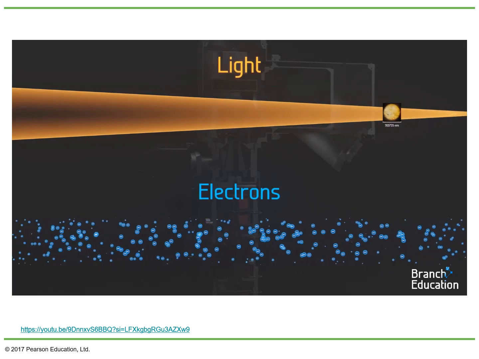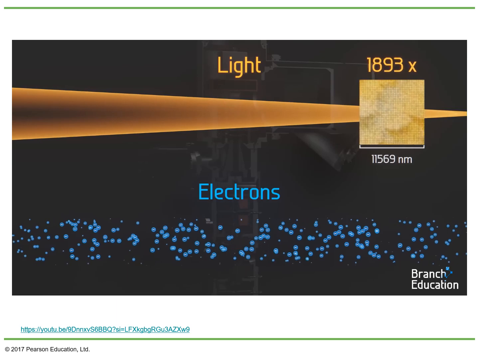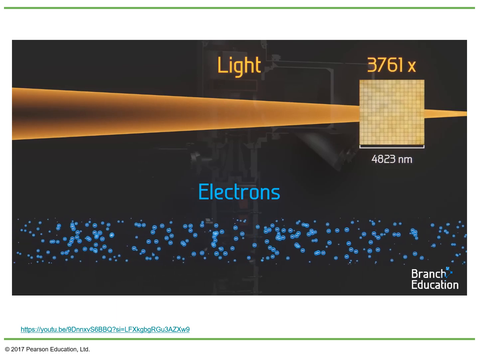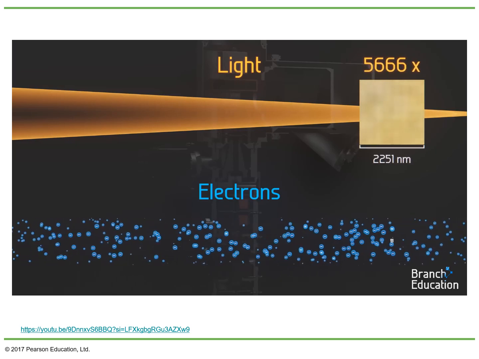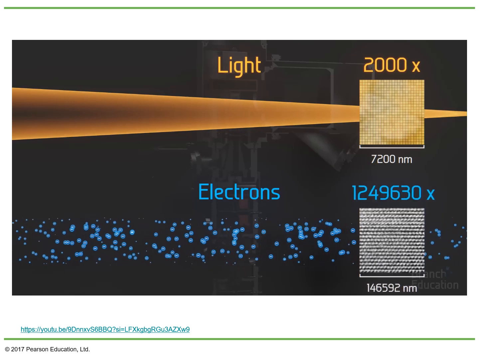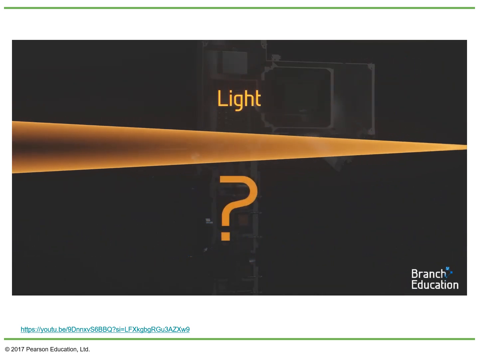Well, visible light is physically limited to magnifications up to around 2,000 times, and if you try to zoom in further, the image remains blurred without revealing any more details. On the other hand, electrons can reach meaningful magnifications up to 2 million times. Why then is light physically limited?